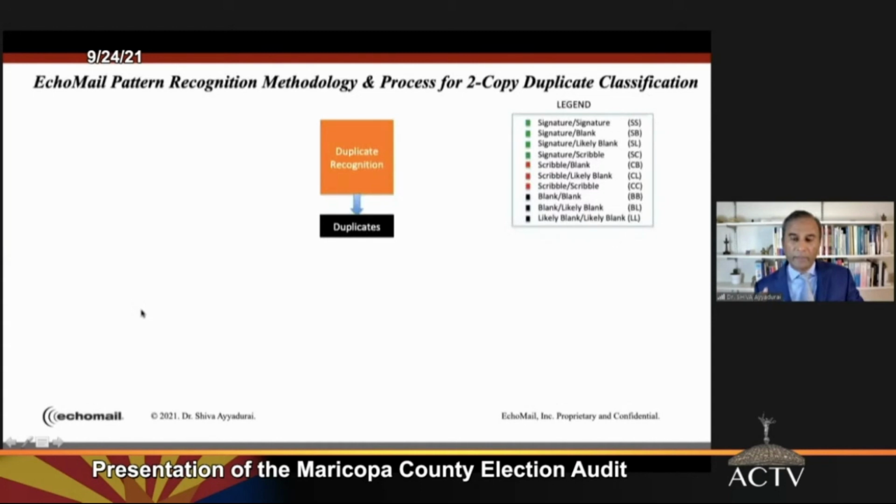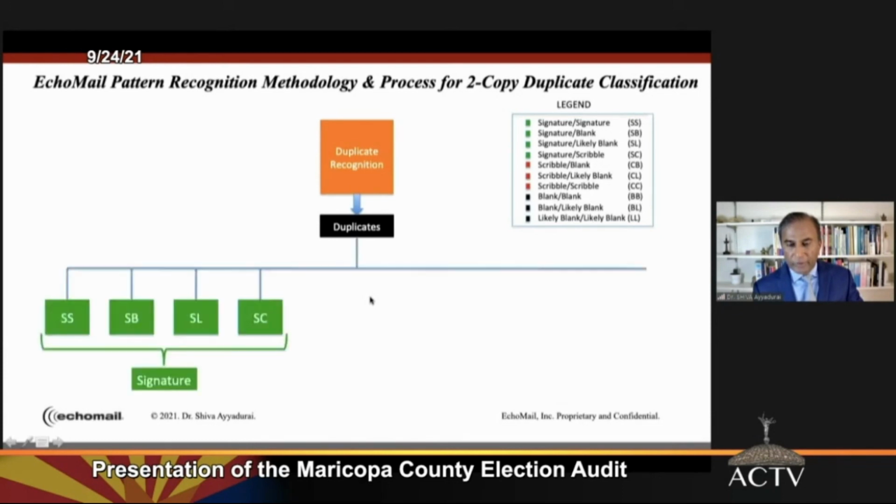Similarly, we now looked at, this was a little more complicated, the 2-copy duplicates, because we had to deal with those. There was a substantial amount, 34,000 and more. The duplicate recognition split it into 3 groups, but we had subgroups. Think of the mother and the son, or the mother and the daughter, a parent and child relationship. One could have had a signature and the other a signature, or a blank, or a likely blank, or a scribble. If any one of them had a signature, we called it a signature.